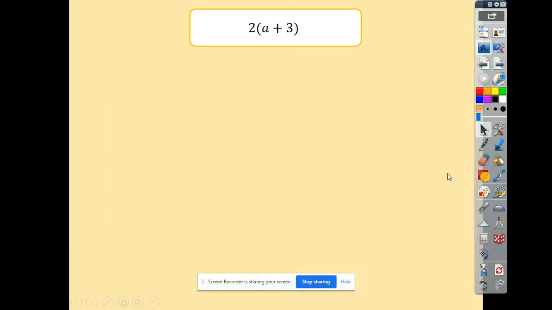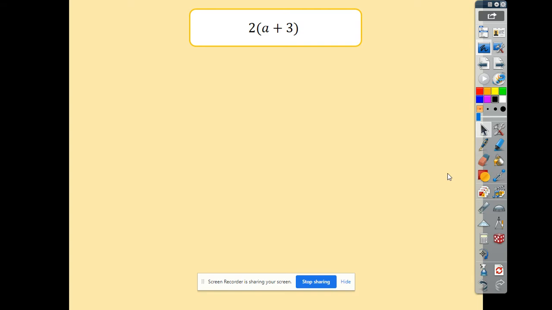Going to have a look at expanding brackets. So first of all, I want to show you what we mean by 2 and then in brackets a plus 3. Now, like when we were looking at what's my number, with algebra, when we're given a letter, we don't know what value that is. We may find out at a later date, but at the moment we don't know what a is.